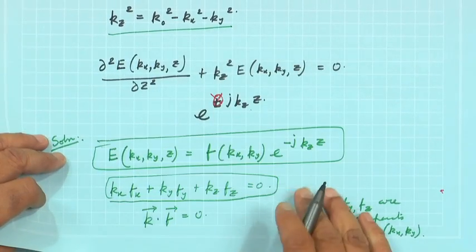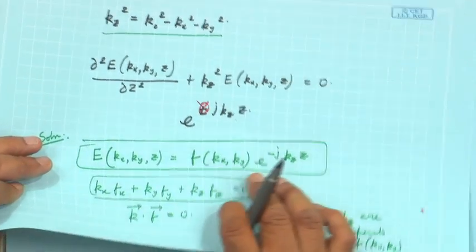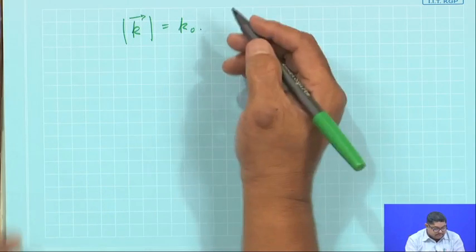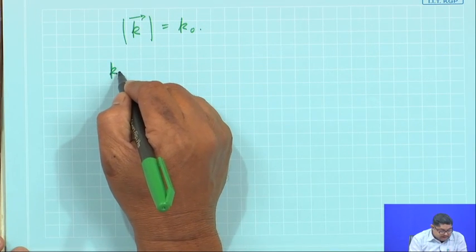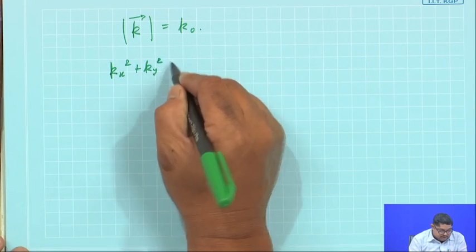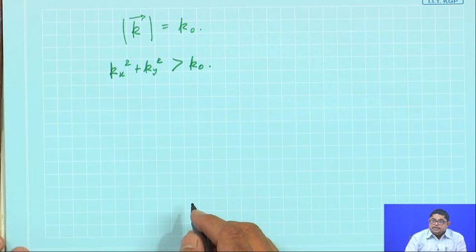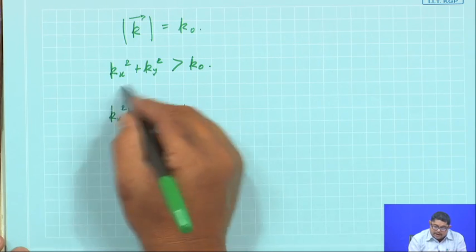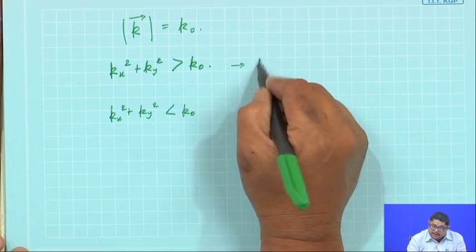From here, we will have to take what are the different values k_z, k_x and k_y can take. Now, from the definition of k_z, this was the definition: k_z square is equal to k_0 square minus k_x square minus k_y square. So, here you can see that the magnitude of the propagation vector is the same as k naught. Now, there are two possibilities: k_x square plus k_y square may be greater than k naught or may be less than k naught. If k_x square plus k_y square is greater than k naught, then k_z becomes imaginary.